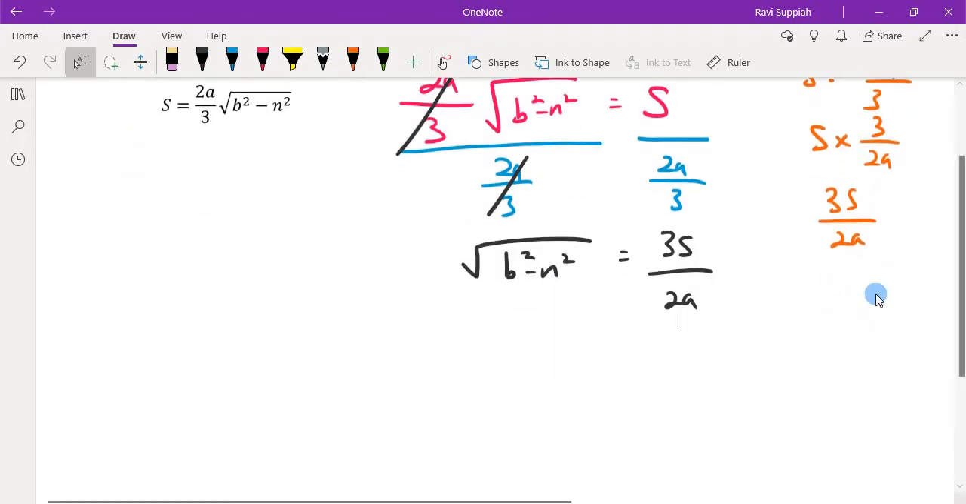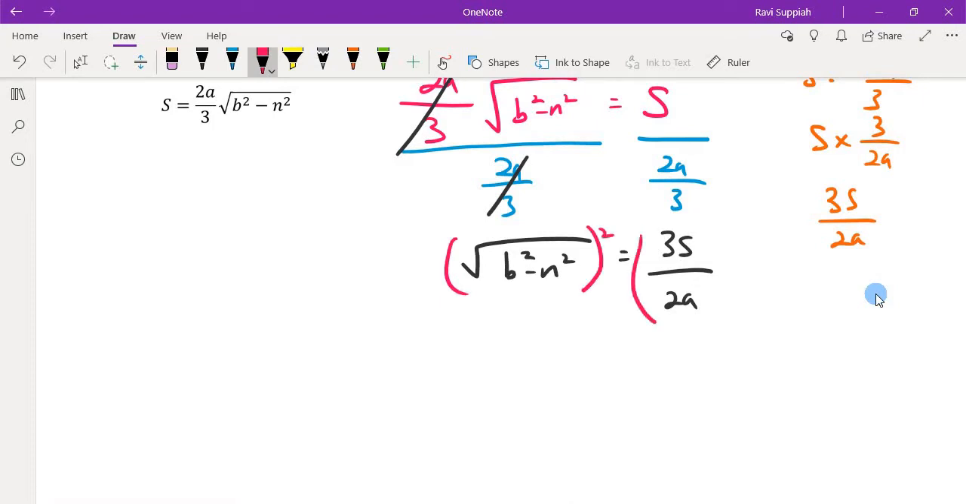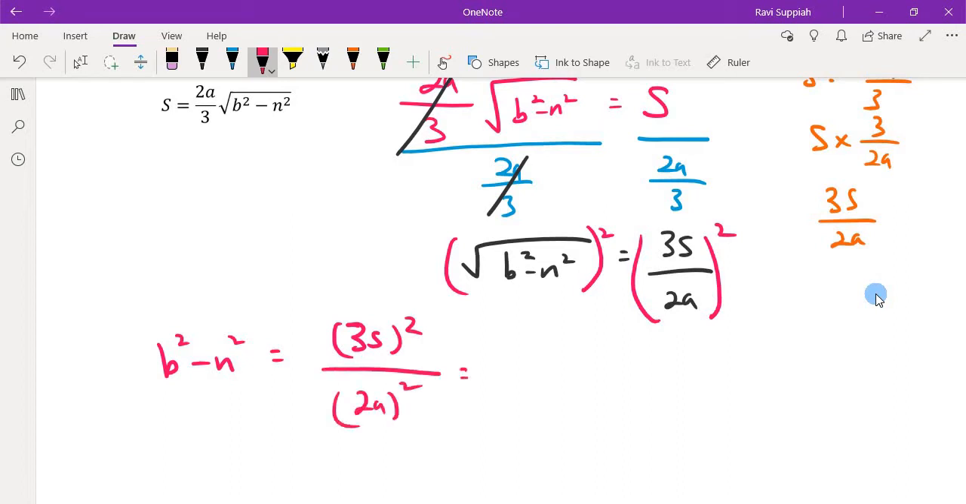The next step is I want to get rid of the square root. So to get rid of the square root, I must basically square both sides. So here I will do a square operation. Here also I'll do a square operation. So the square root and the square, the power will eventually become 1. So what I have is b squared minus n squared is equal to 3s squared over 2a squared, which is 9s squared over 4a squared.